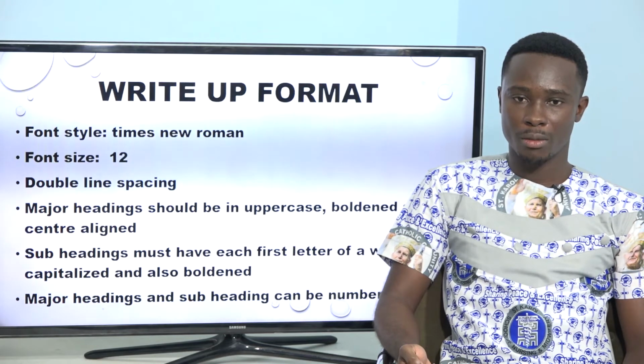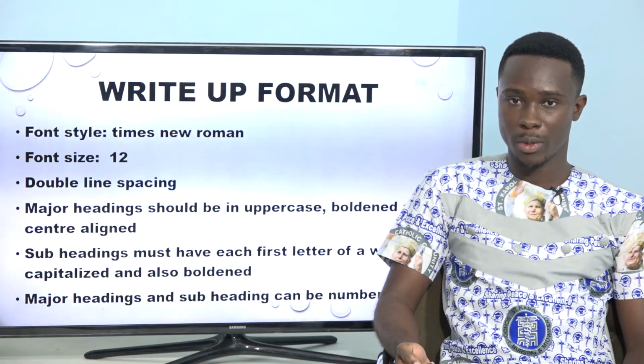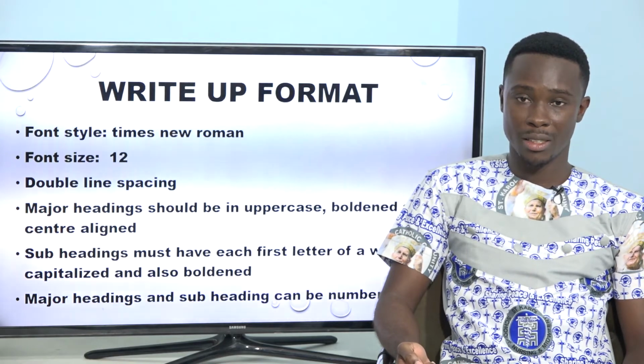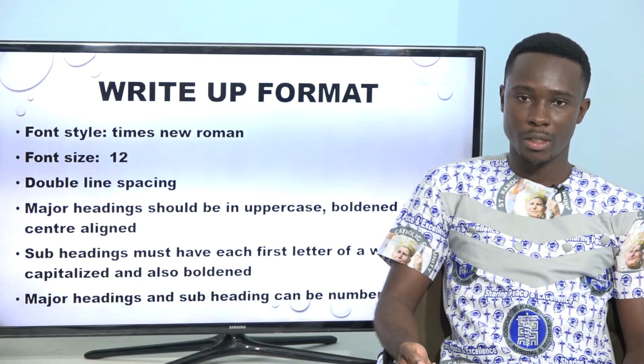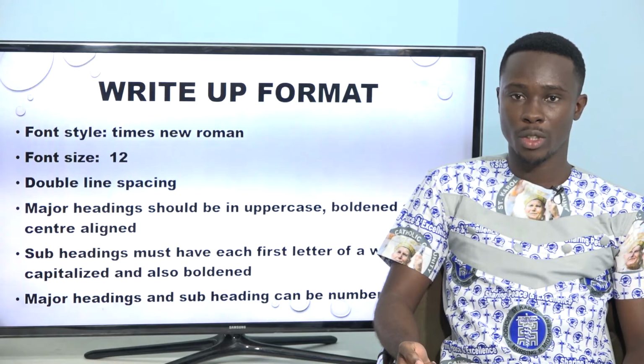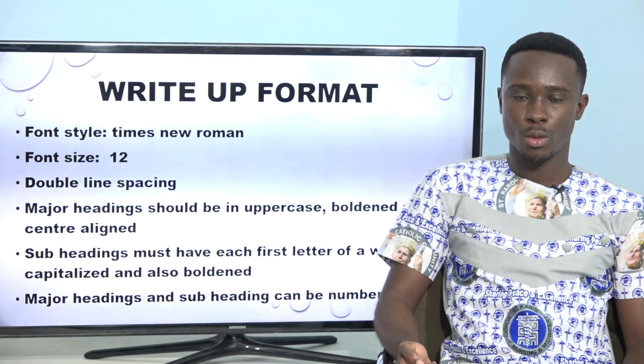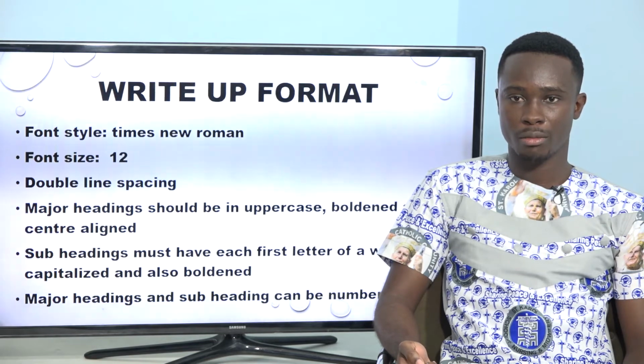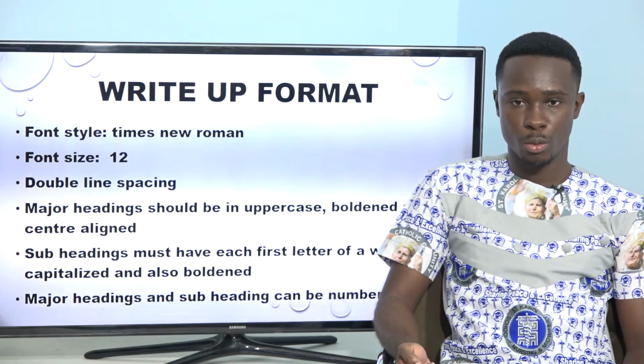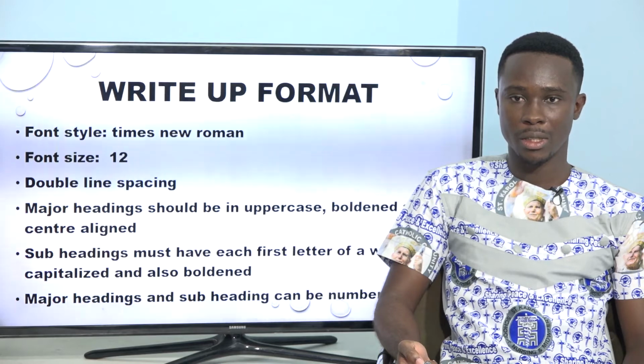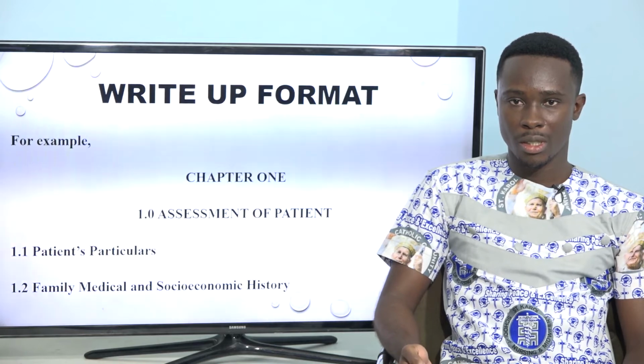So the write-up format for the book itself: the font style should be Times New Roman. The font size should be 12. The spacing should be double line. The major headings should be in upper case, bolded and center aligned. I will show you an example of what we mean by upper case, bolded and center aligned. Sub-headings must have each word capitalized and also bolded, and major headings and sub-headings can be numbered or not. The next slide will show an example.